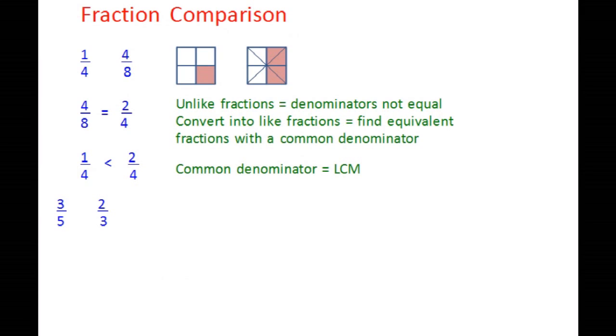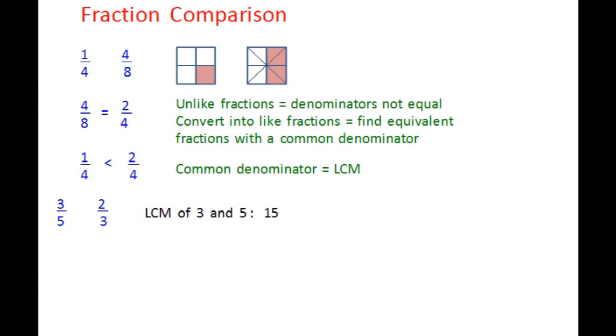Let's take another example, 3 over 5 and 2 over 3. Now we want to know which fraction is greater and which one is smaller. Now how do we do that? First we have to find a common denominator. A common denominator here would be its LCM. LCM of 3 and 5 is 15. So now let's use this 15 as common denominator and let's find equivalent fractions for 3 over 5 and 2 over 3.